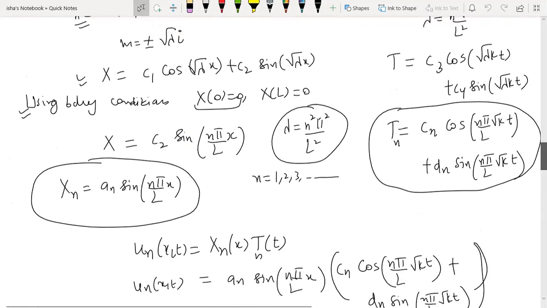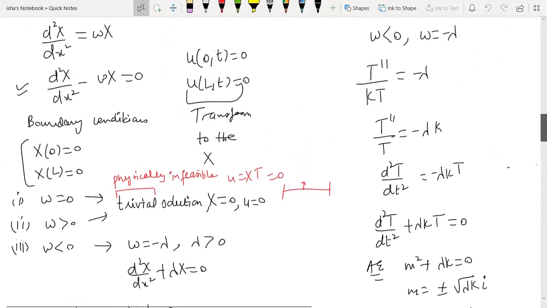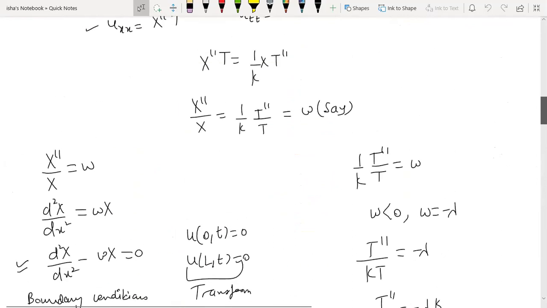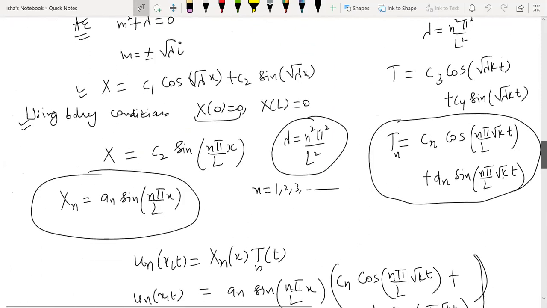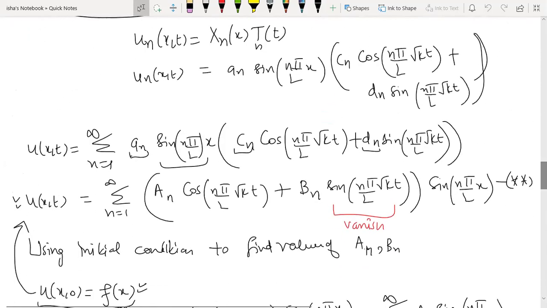We assumed that the solution is a product of two variables, where capital X is a function of x only and capital T is a function of t only. Following these methods, we were able to reach this step. This is the double star, denoting the generalized form of the solution of the wave equation. It is an infinite sum of the terms an cos(n pi by l square root kt) plus bn sin(n pi by l square root kt), into sin(n pi by l x). There are two undetermined coefficients, an and bn.